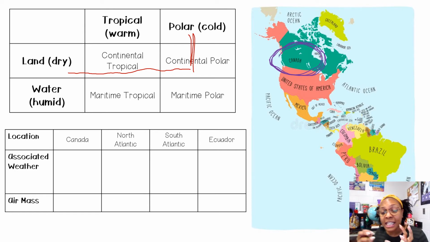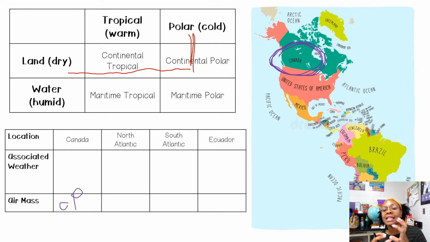All right. What type of weather? Let's first think, is it going to be maritime or continental? So is Canada over land or is it over water? We know that it is continental because Canada is land. All right. And then is it in the tropical region or the polar region? So it's up north. So that is going to be the polar region. So I am going to write a small c and a big P. All right, because I know that it is continental polar.